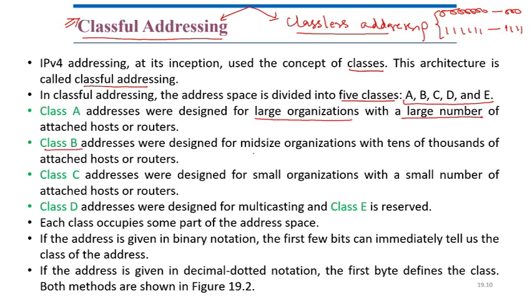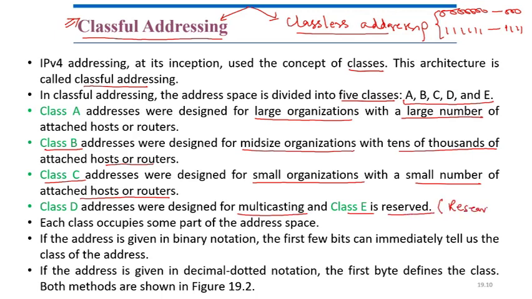Similarly, class B were designed for mid-size organizations with tens of thousands of attached hosts and routers. Similarly, class C addresses were designed for small organizations with a small number of attached hosts and routers. Class D addresses were designed for multicasting, and class E is the reserved one, reserved for research and development. So these are the different classes of classful addressing of IPv4.